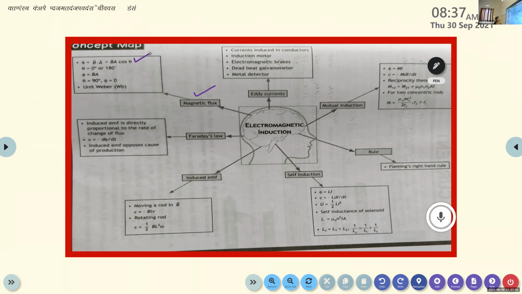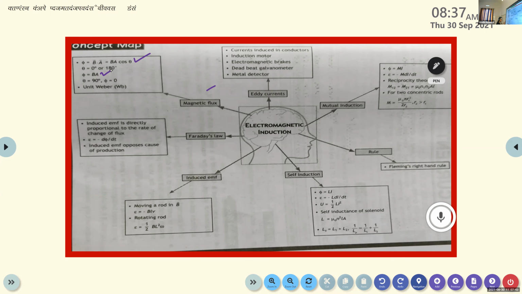magnetic flux, and theta is the angle between the magnetic field and the area of cross section. If the angle between B and A is equal to 0 degree or 180 degree, then phi is equal to BA. And if they are mutually perpendicular to each other, the angle between them is equal to 90 degree. In such cases, magnetic flux will be equal to 0.